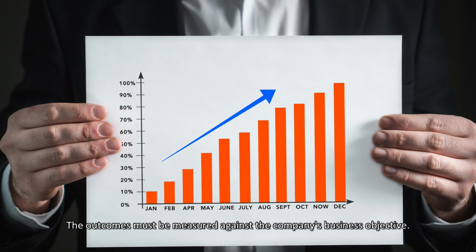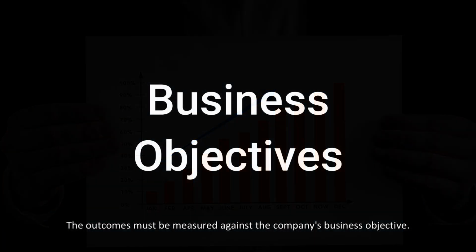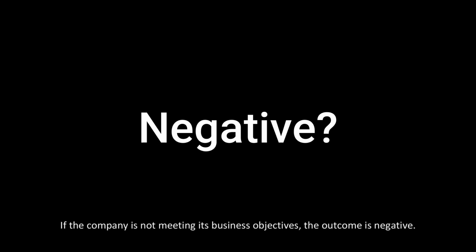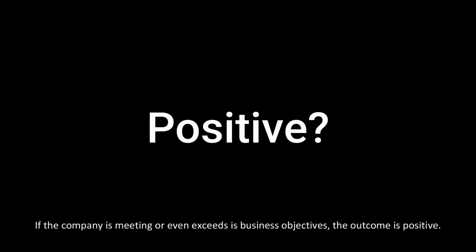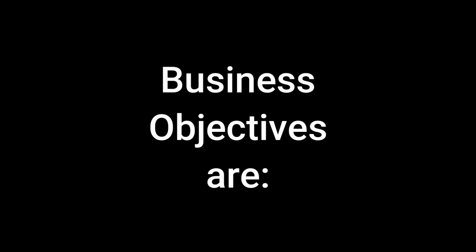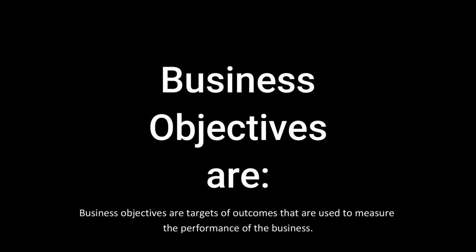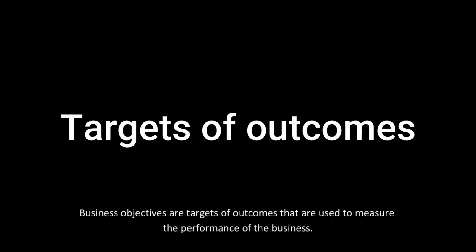The outcomes must be measured against the company's business objectives. If the company is not meeting its business objectives, the outcome is negative. If the company is meeting or even exceeds its business objectives, the outcome is positive. Business objectives are targets of outcomes that are used to measure the performance of the business.